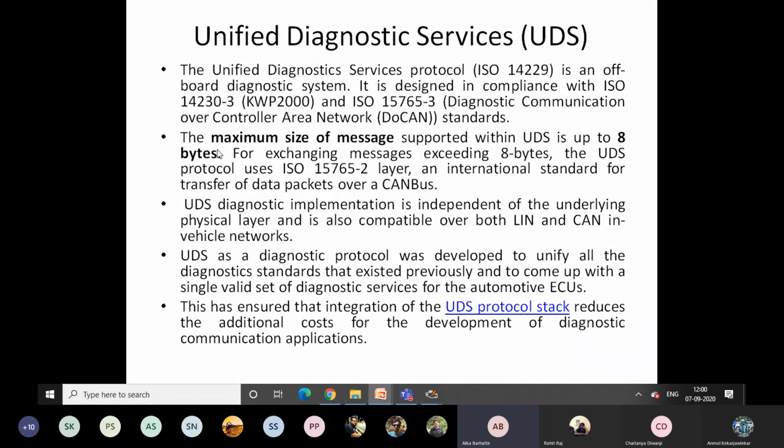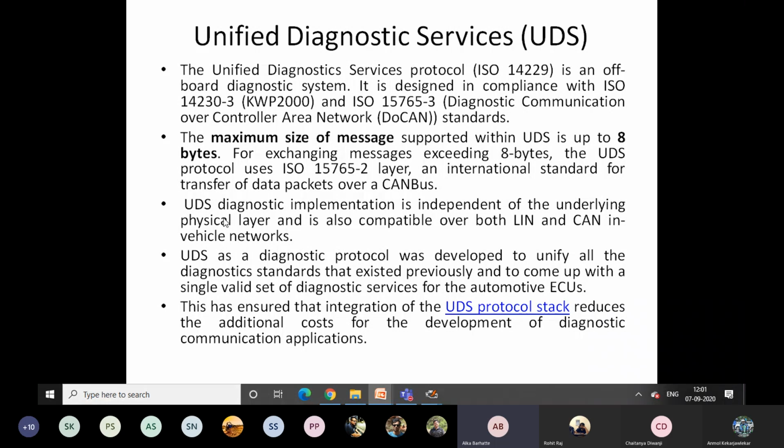Okay, the maximum message size supported within this UDS is up to 8 bytes only, whereas here it is supporting 255 bytes. For exchanging messages exceeding 8 bytes, the UDS protocol uses ISO 15765-2, which is nothing but diagnostics over CAN, the controller area network bus. So wherever the information exceeds this 8 bytes, it will go for the DoCAN bus.